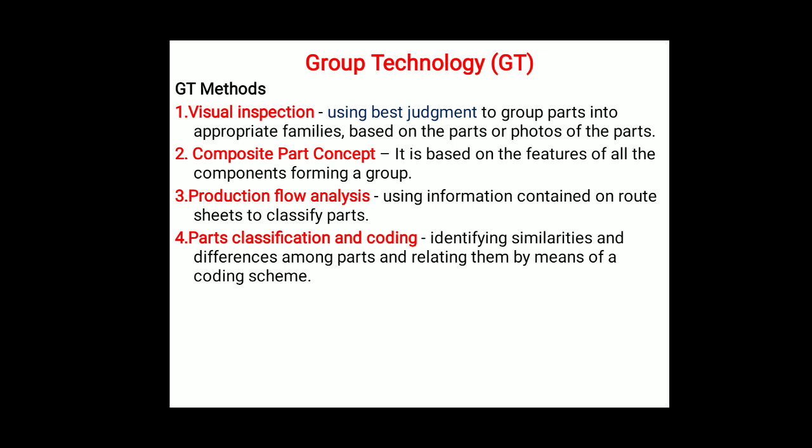We can give a number, a code, for each particular part, so we can easily identify which group that part should be contained in. So these are the four methods to create the group. This is a group technology method. We will see in the next part where we actually form or create the groups, and at that time we will use these methods.